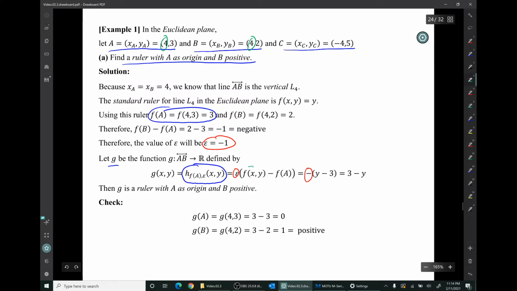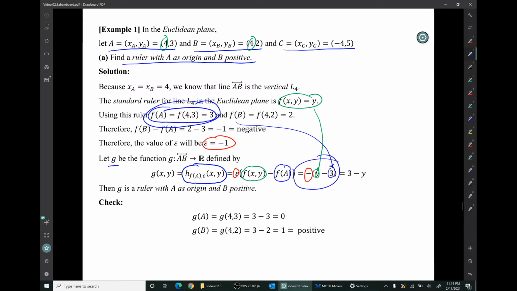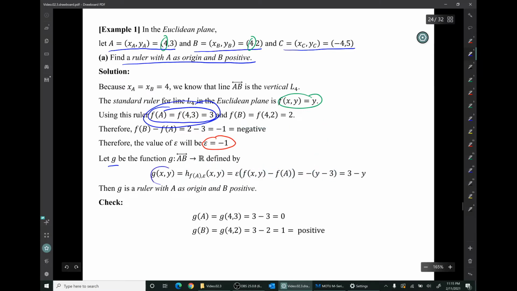Now our function f of (x, y) is just y, so a y goes here. And then our f of a, we've got that sitting here. That's the number 3, so that goes here. So we just build this. We have minus parentheses y minus 3. In other words, we've built a function g of (x, y) with this formula: g of (x, y) equals 3 minus y. Then this thing that we've just built is a ruler with a as origin and b positive.